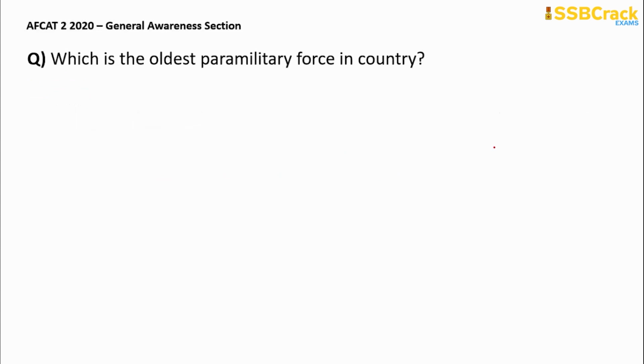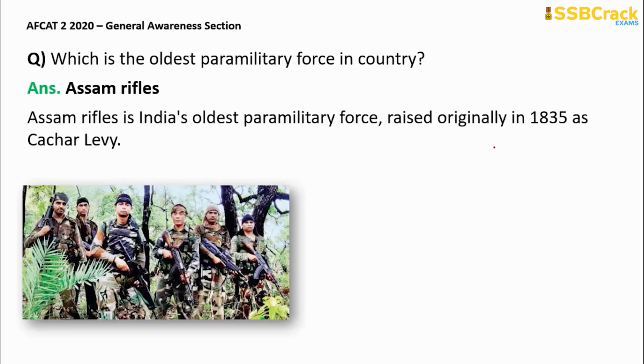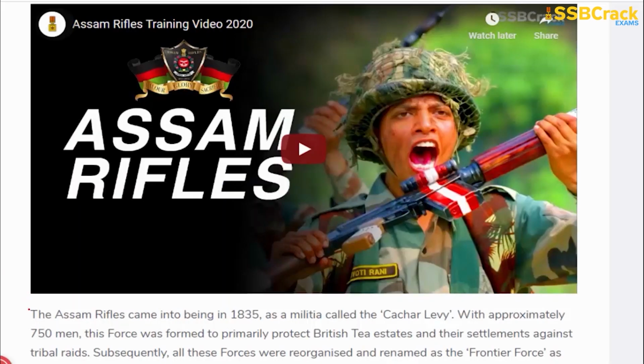Next question, which is the oldest paramilitary force in the country? So the answer is Assam Rifles. It is the oldest paramilitary force, raised originally in 1835. Okay, so this was also covered by us here, right?